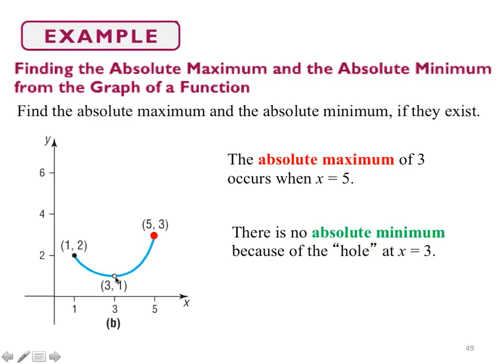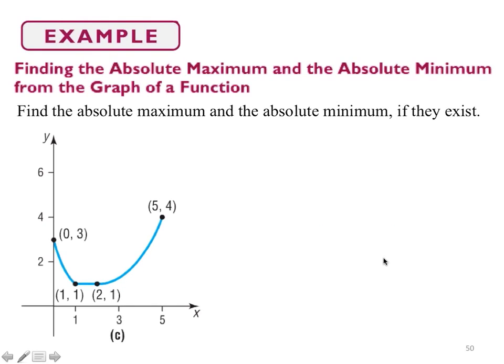So this would be our lowest point if it were included, but we don't actually have a lowest point because we can get really, really close to 3. That would be our lowest point, something right around here, but it never actually reaches 3 because we have a hole there. So there is no absolute minimum in this case. If we look at something like this, absolute maximum of 4 happens at x equals 5.